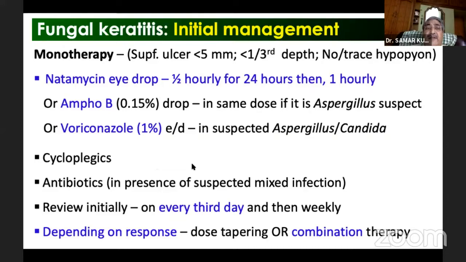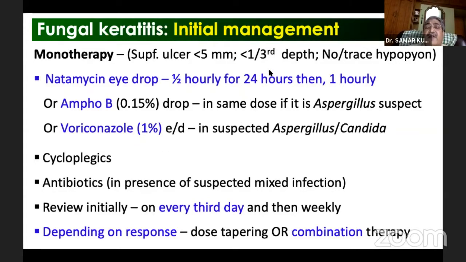So there are two kinds of therapy. First, initial management always starts with monotherapy, for a superficial ulcer less than one-third depth and no or trace hypopyon. Natamycin half-hourly for the first 24 hours, then hourly. Or amphotericin B or voriconazole.